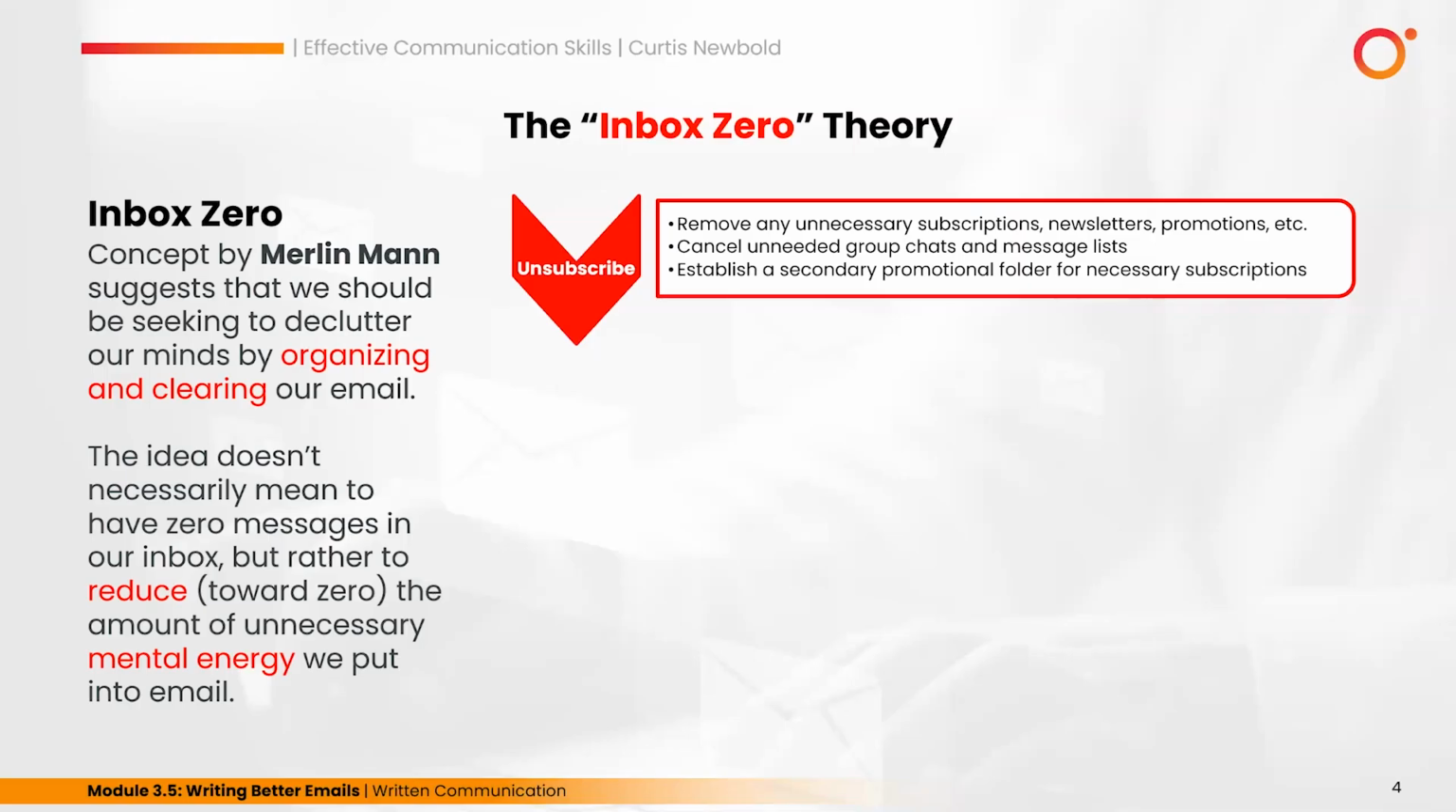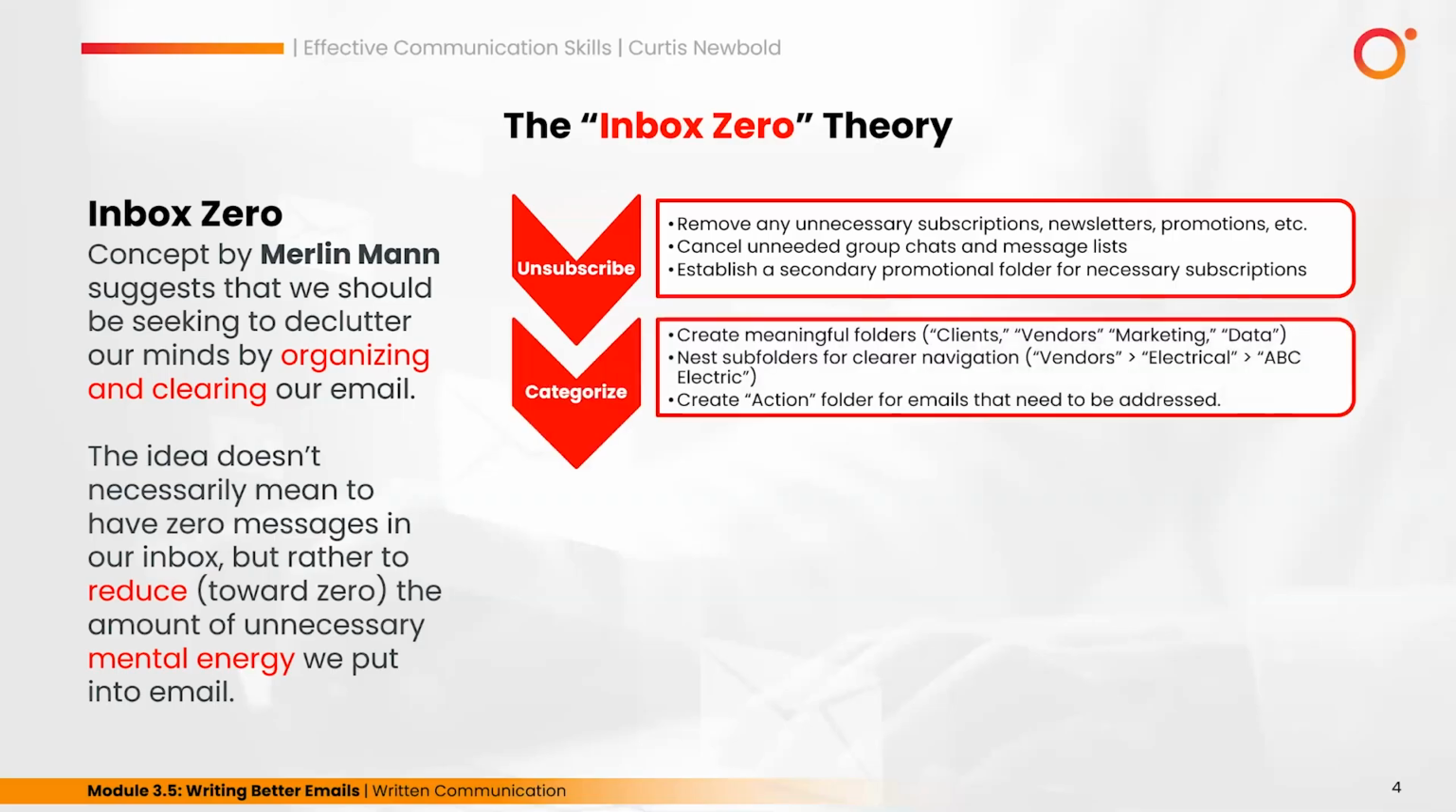Cancel any unneeded group chats and message lists that you're not really a part of or that you don't need the messages from. And then establish a secondary promotional folder for necessary subscriptions. So if there are some subscriptions, maybe some professional organizations that you belong to, some newsletters that you need, that's great. Keep them. Just create a folder where you can move those into a separate space rather than sitting and taking up space, which causes mental energy in your inbox. So that's the first thing to do. Fairly simple process. The next thing is to categorize.